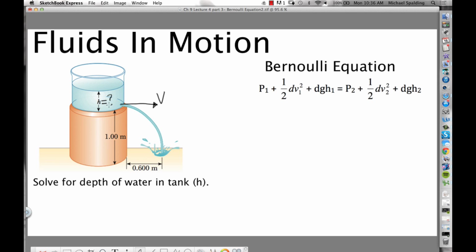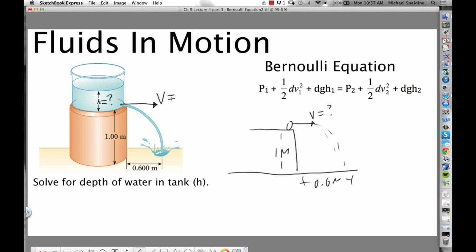Now, looking at this problem, this is going to pull from a previous chapter. What topic does this problem pull from? Two-dimensional motion, projectile motion. This is the same exact thing as if you had a ball rolling off a table. If a ball went off a table, that's 1 meter here, and the ball lands over here, 0.6 meters. Could you figure out the velocity of that ball? Yeah, this is projectile motion. So you have to use your knowledge of projectile motion to figure out this velocity. Once you know that velocity, you can use the Bernoulli equation to figure out what this h must be.